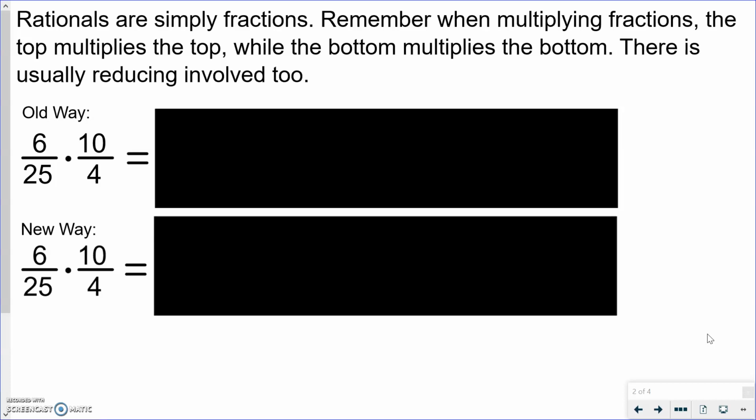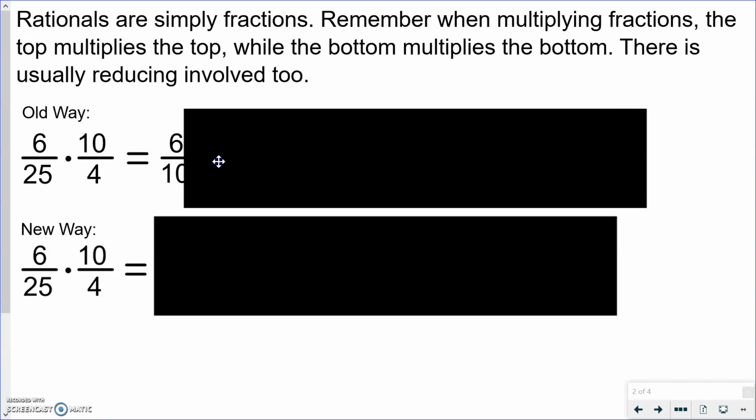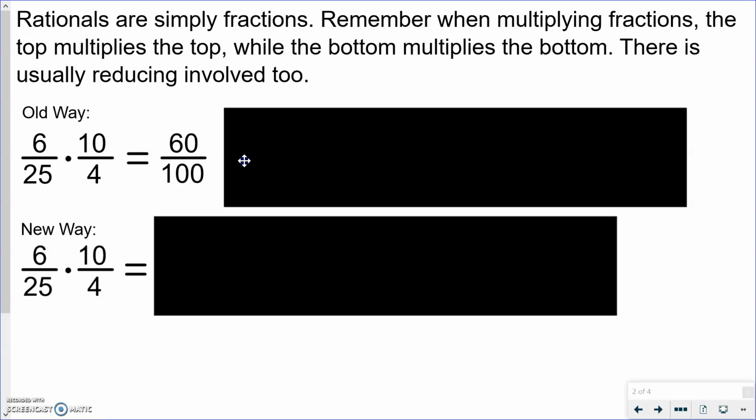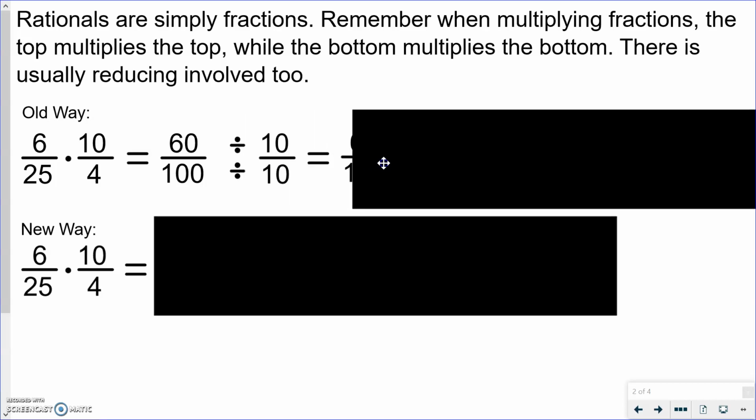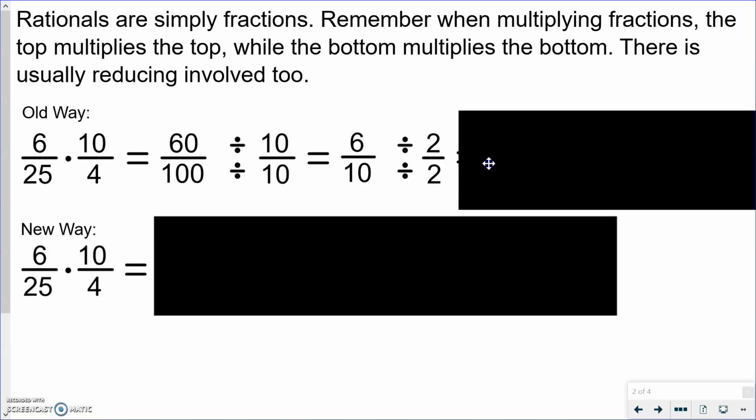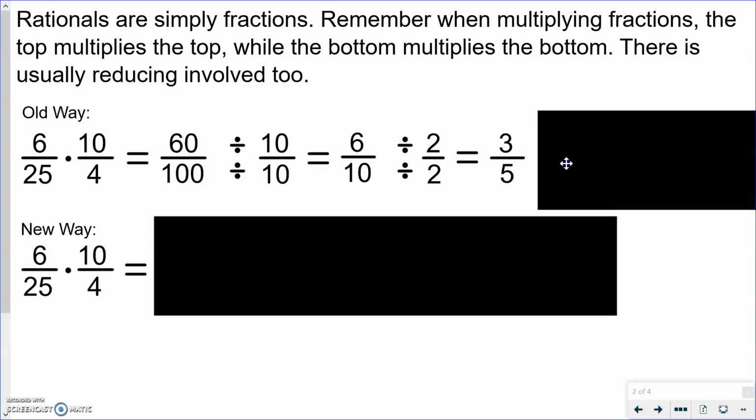A lot of y'all use the old way, where you multiply and then reduce. So, for example, 6 over 25 times 10 over 4, you multiply the tops. 6 times 10 is 60. The bottom times bottom, 25 times 4 is 100. They need to reduce this. I know that both of them are divisible by 10, so I divide top and bottom by 10. I get 6 over 10, but that's still reducible. They're both even, so I could take out a 2. I divide top and bottom by 2. I get 3 over 5.